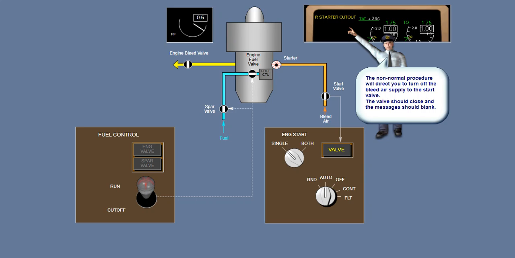After start, if the start selector returned to auto, but the valve light is on and the starter cutout message is displayed, the start valve remains open. The non-normal procedure will instruct you to turn off bleed air pressure to the starter to allow it to close. After the bleed pressure is removed and the start valve has closed, the light and message go out. You will restore the bleeds and verify the start valve remains closed. As you can imagine, you should consult the company procedures in this situation.